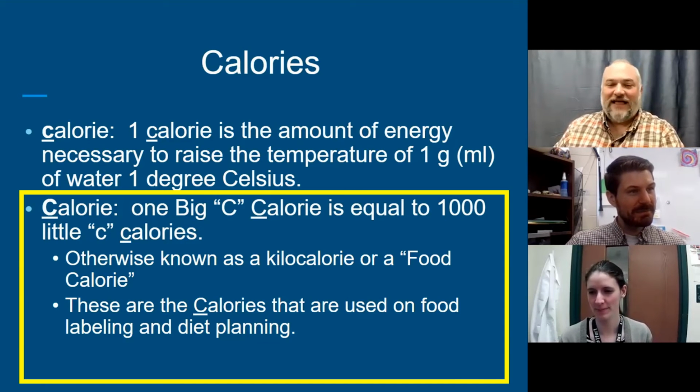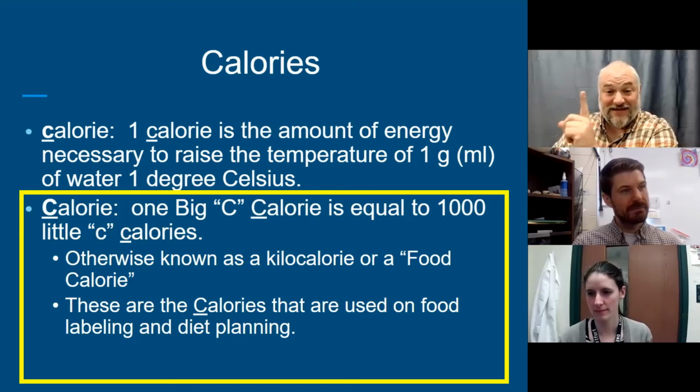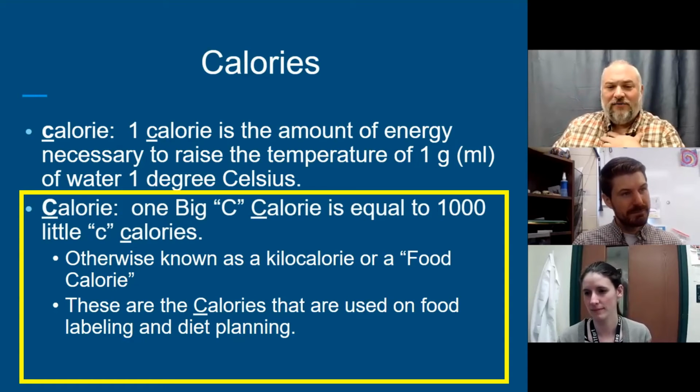So even 1,000 calories is just a single big C calorie. And we all know a single calorie is not much. So when we talk about food and the energy in food at the human scale, we use kilocalories or big C calories as opposed to little c calories.